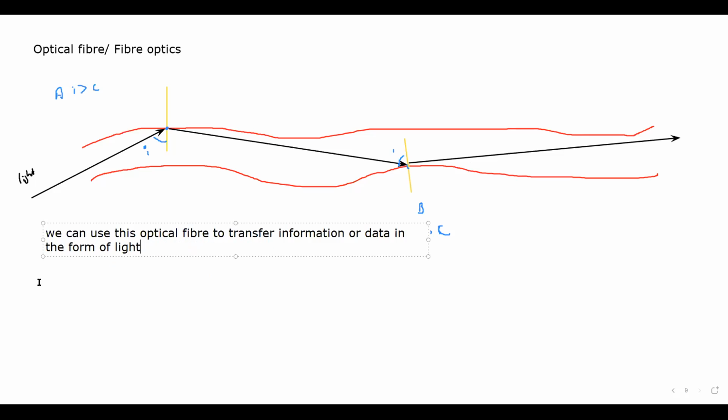And what are the applications of these optical fibers? Optical fibers are used for communication, like internet communication, mobile, as well as in the medical field, endoscopy.